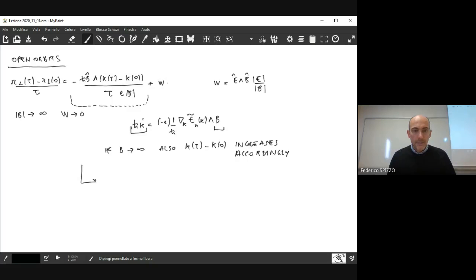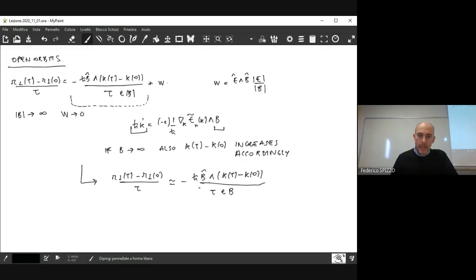So the final expression is that the variation of R orthogonal divided by the relaxation time is minus h bar B versor vector product K of relaxation time minus K0 divided by relaxation time, eB. So what is the final comment here?